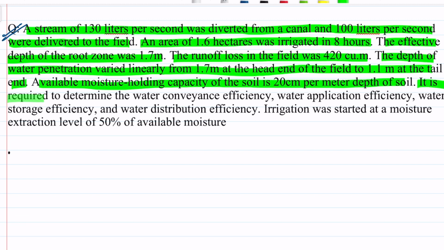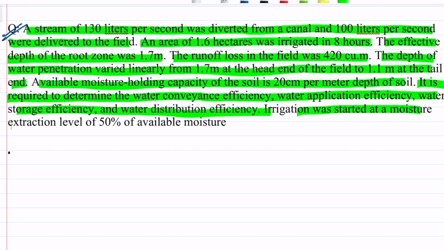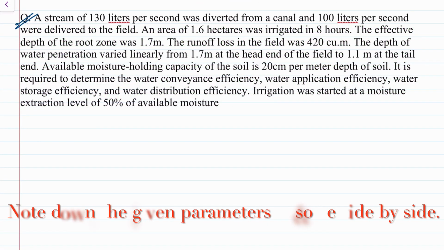It is required to determine the water conveyance efficiency, water application efficiency, water storage efficiency, and water distribution efficiency. The irrigation was started at a moisture extraction level of 50% of the available moisture. All right, this is the question. So let's see what we have to find. We have to find the water conveyance efficiency, water application efficiency, water storage efficiency, and water distribution efficiency. So let us find each.